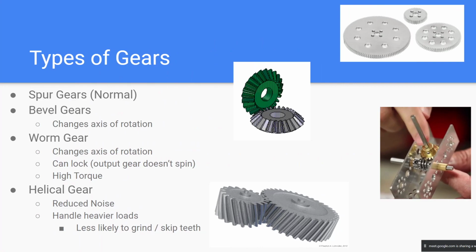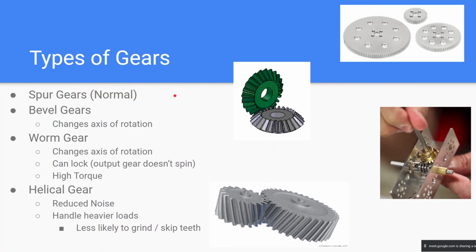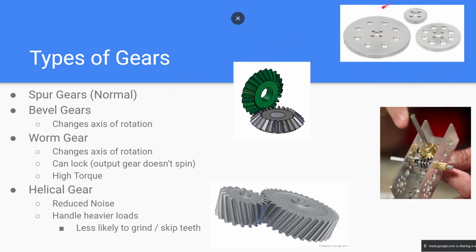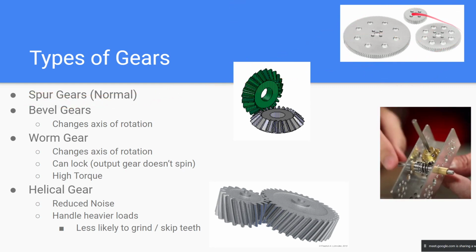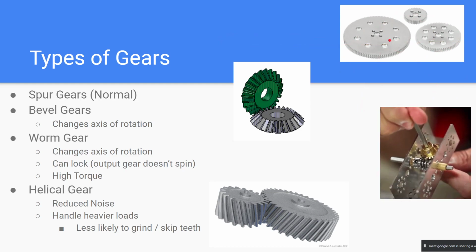Okay, gears. So there's actually different types of gears. What most people think of is the basic ones like this. These are called spur gears. They're just normal gears that everyone knows about. The first thing you think of for a gear is like that.